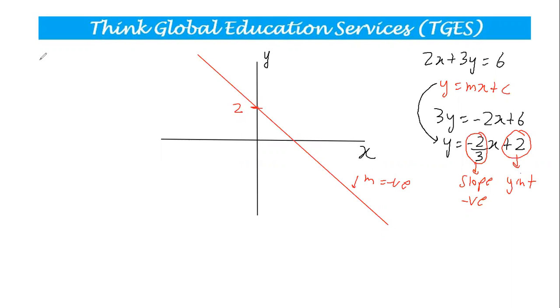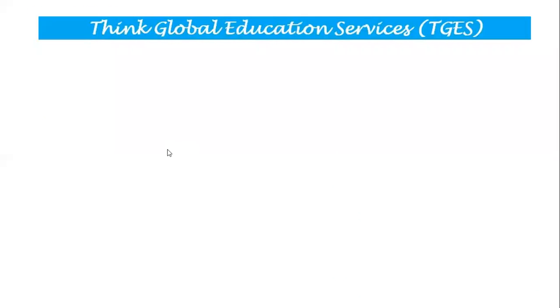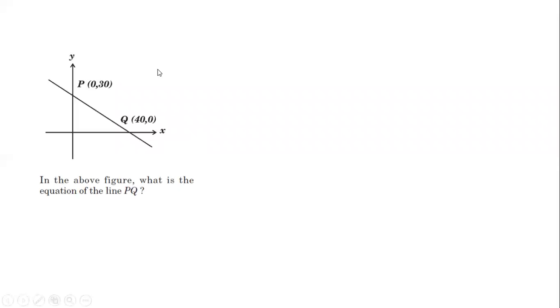So guys, I hope this equation of the line, which is y is equal to mx plus c, is clear. Now, guys, we'll take 2-3 examples and try to figure out how we find the equation of a line in different scenarios. So let's move on, guys. Let's take one question.